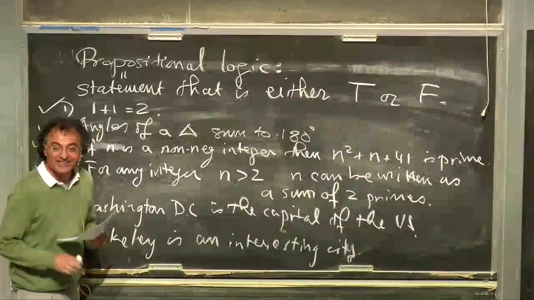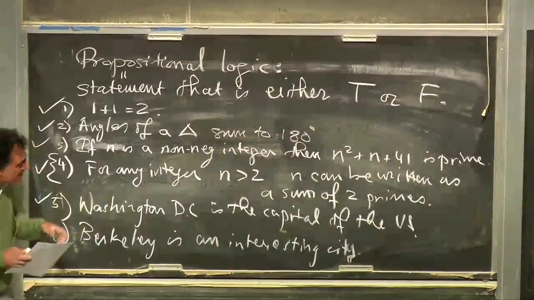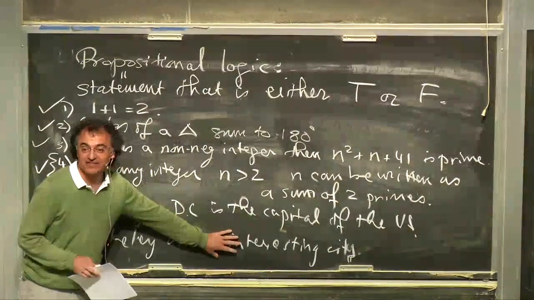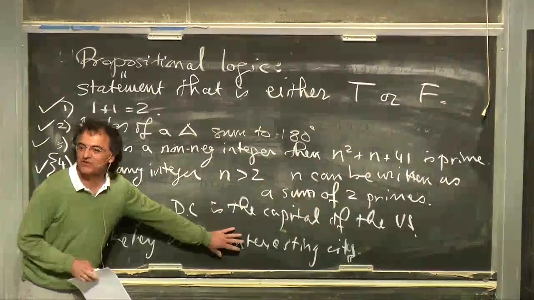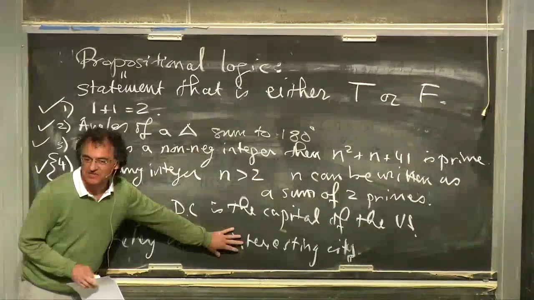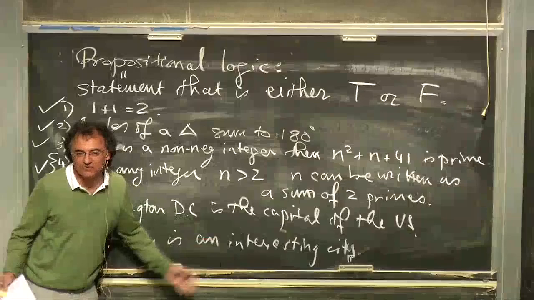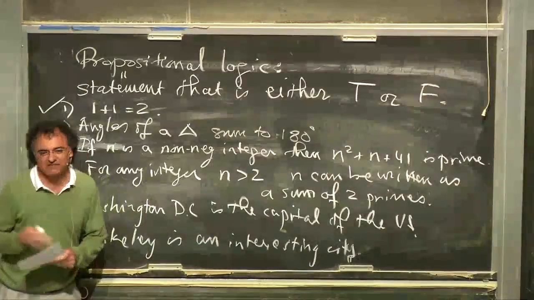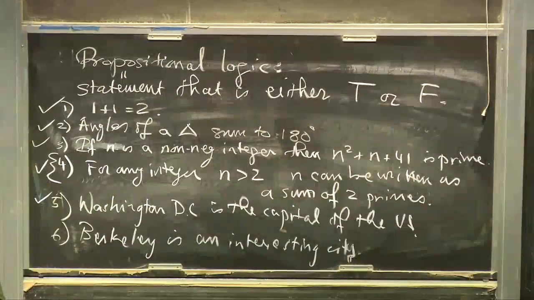But the point here is, even if everybody considered Berkeley an interesting city, this would not be a proposition. Because there might be somebody who doesn't. It depends upon what interesting is. Yeah, right? What's interesting to one is not interesting to the other. In fact, that's what you just told me. So it's not a proposition. Right? So I hope that makes it clear what's a proposition. What do we mean by proposition?